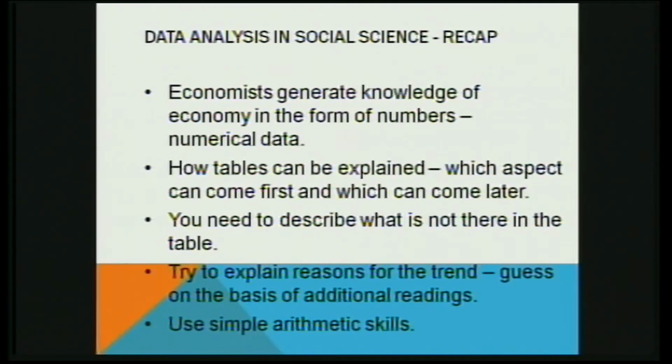You need to describe what is not there in the table. You should not repeat what is there in the table. Fourthly, you also have to look for reasons why the table is showing similar phenomena. For that purpose, you have to go beyond textbooks. You have to read newspapers, watch television regularly, and read books outside the textbook area. You also have to acquire some simple mathematical skills like calculating percentages, using subtraction, addition, proportions and so on. So these are the things that we discussed last time.